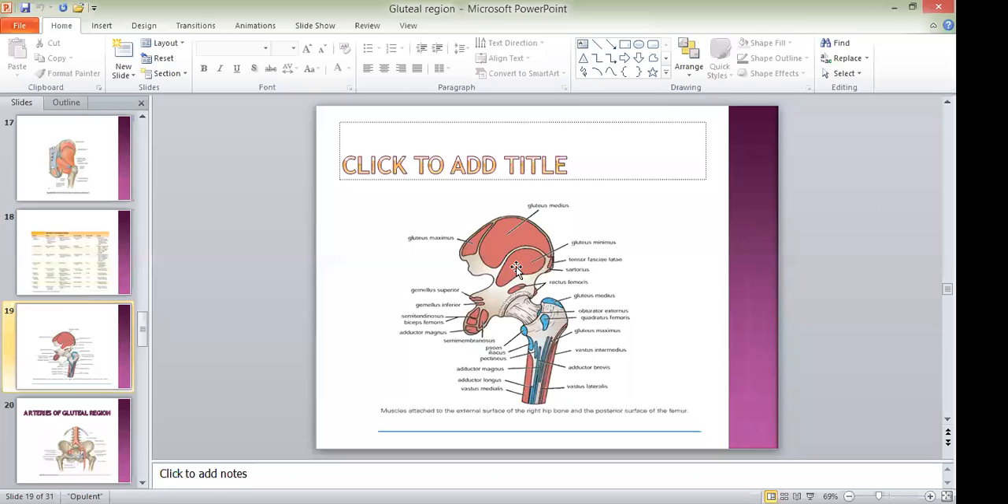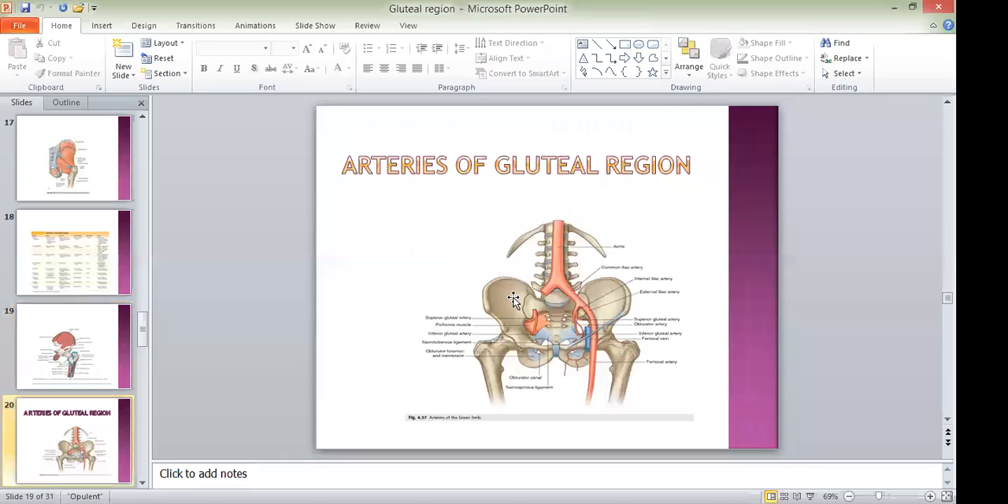Similarly, the gluteal minimus muscle function is also the same as the gluteal medius muscle. While the remaining small muscles, that is the piriformis muscle, obturator internus muscle, gemellus superior and gemellus inferior, and quadratus femoris muscle, all these muscles have the same nerve supply, and their function is also the same. That is the lateral rotation of the thigh. Clear?